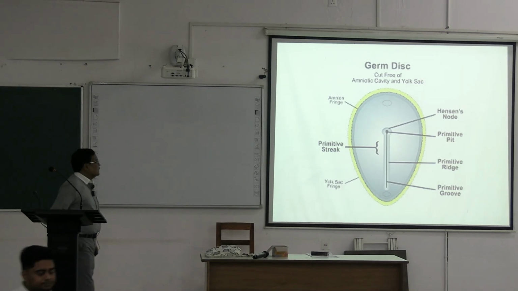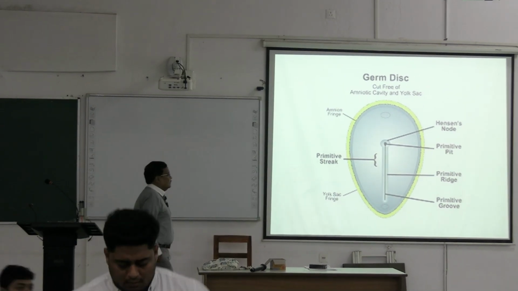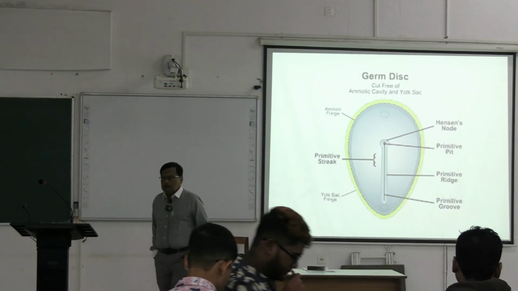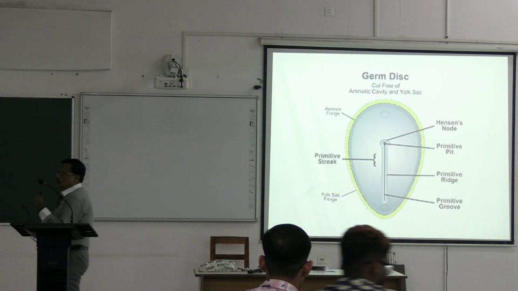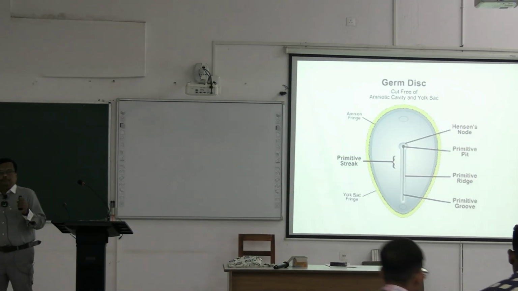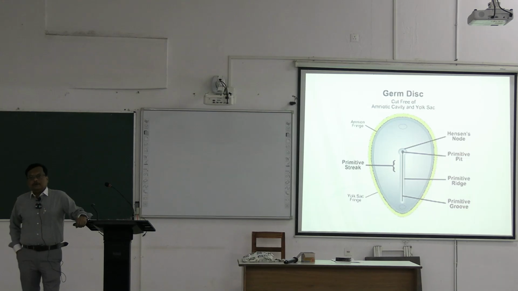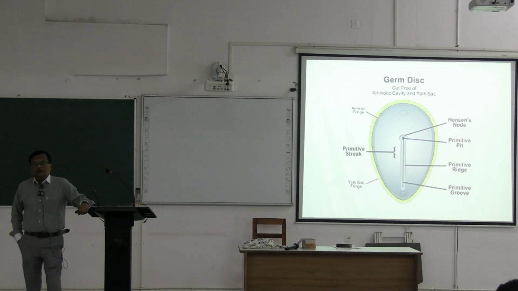Starting from the 15th day. You must remember this day, the 15th day, the primitive streak appears. Just a few words about the primitive streak. Number one, appearance, 16th day. What is it? It is an epiblast thickening, a thickening part of the epiblast.